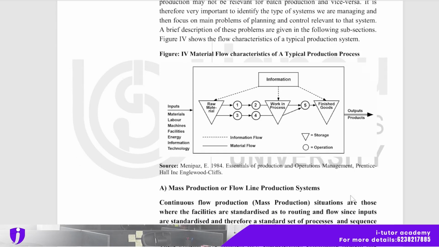So here is one figure, material flow characteristics of a typical production process. Okay, so please refer to this. Input is there, output is there, in between there is information about raw material, then it goes to work in progress, then finished goods.